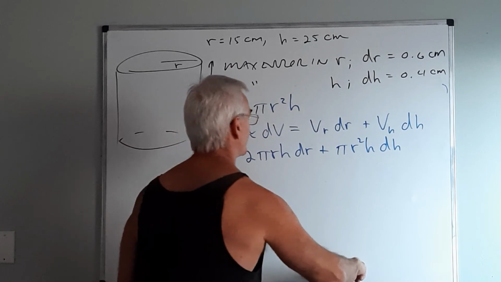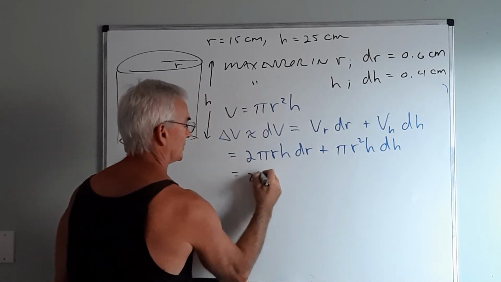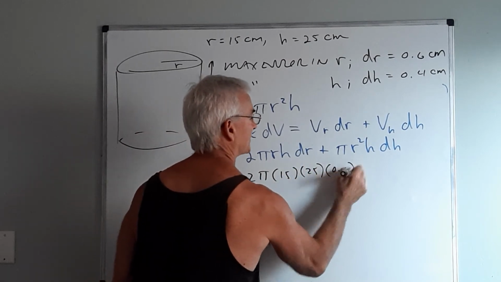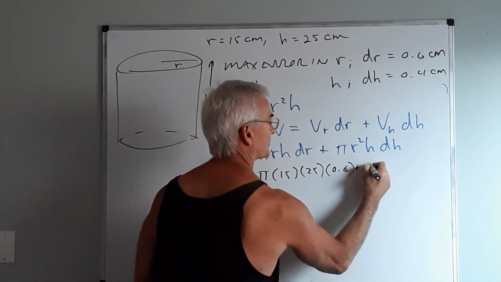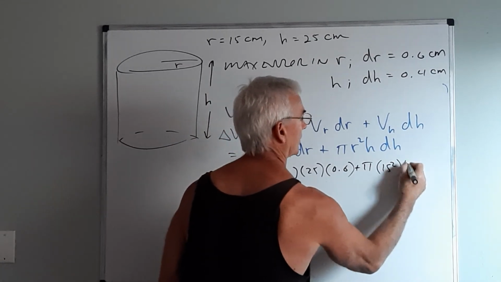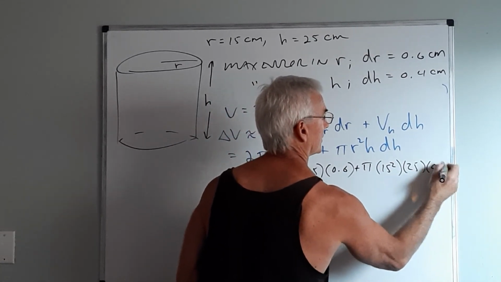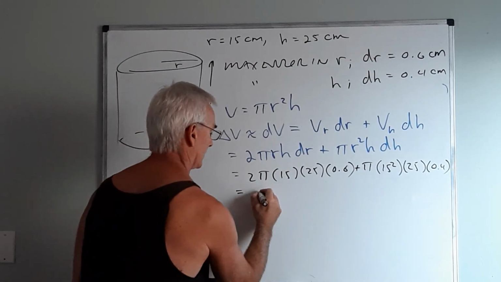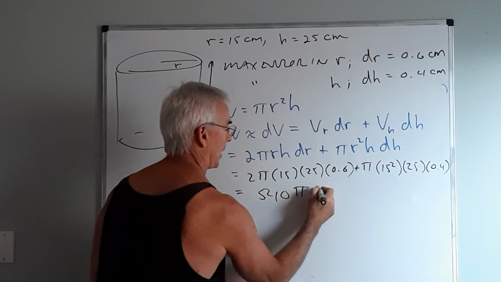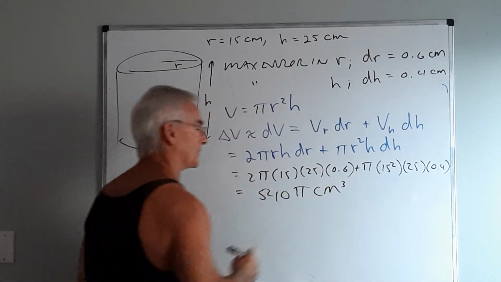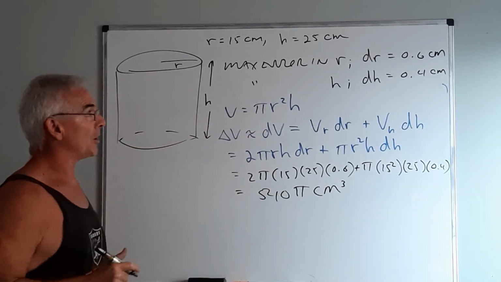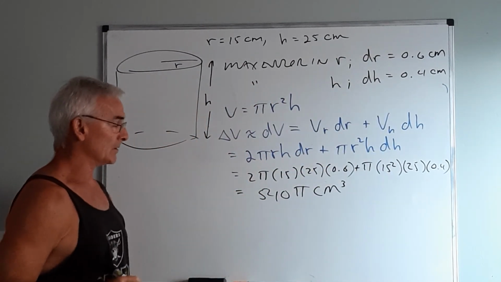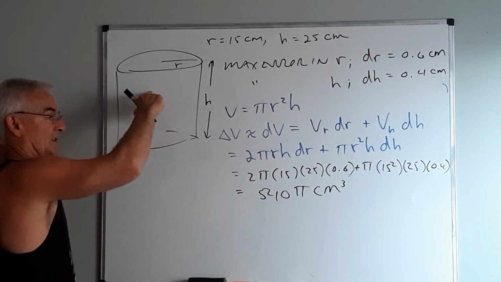So now if I substitute in the given numbers, this would be 2 pi times 15 times 25 times 0.6 plus pi times 15 squared times 25 times 0.4. And that quantity turns out to be exactly 540 pi cubic centimeters. So the maximum error in my volume, if I am off by this much, is this. But I don't know if that's a lot or a little until I actually calculate what it's supposed to be.